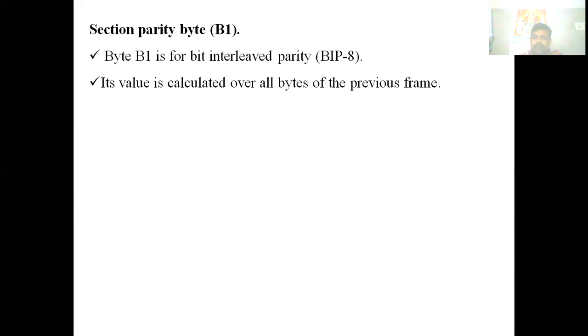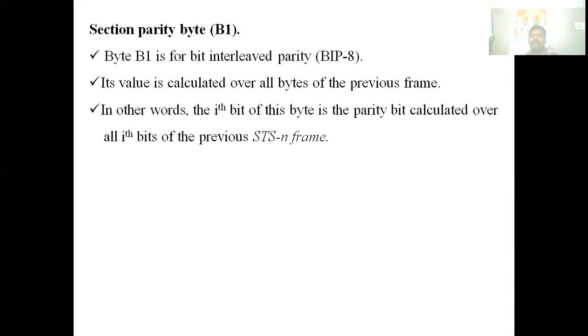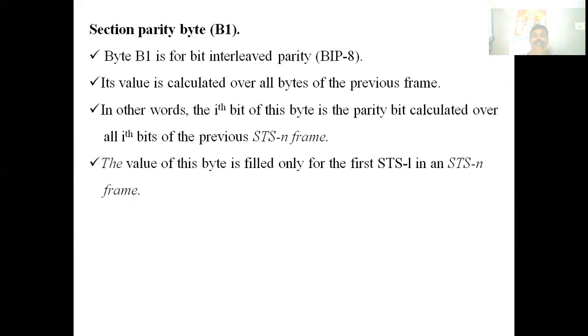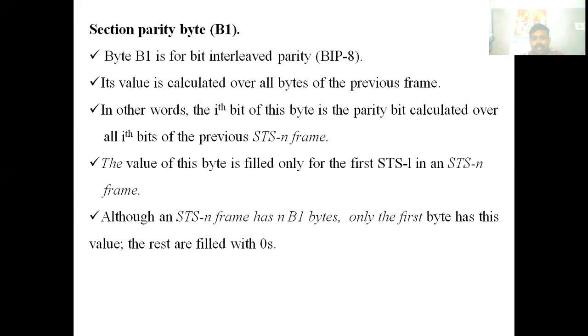So it is used for bit interleaved parity, 8-bit bit interleaved parity, and it is calculated for the previous frame. Okay, and next one, the value of this byte is filled only in the first frame, and in all the consecutive frames its value is 0.